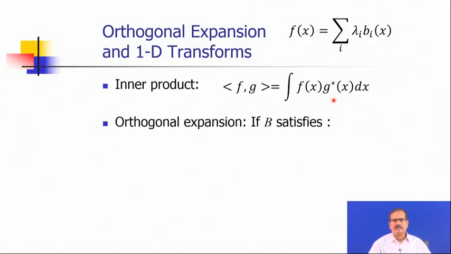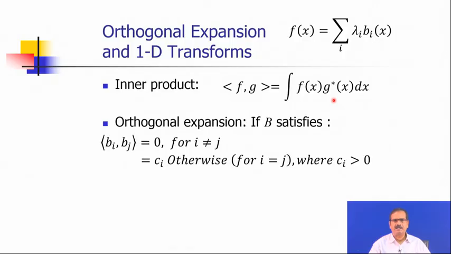Orthogonal expansion is possible when the basis functions satisfy a certain property. That means the set of basis functions satisfies this particular property of orthogonality. What you can see is that the inner product of any two different basis functions should be equal to 0, whereas the inner product of the same basis function will have a non-zero value, which is a positive value. If this is true for any pair of basis functions in the set B, then we say that these basis functions are all orthogonal in that set.